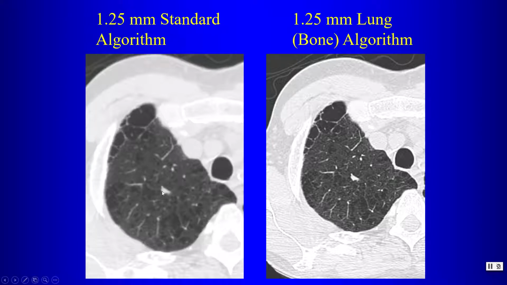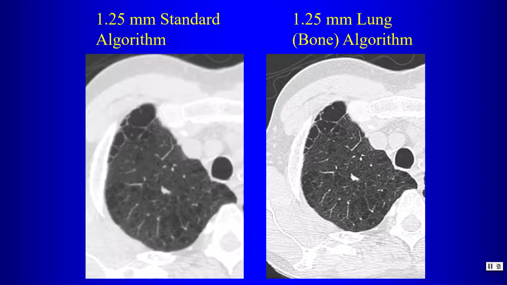Now, this is what a thin section CT looks like with the standard algorithm, and this is what it looks like after applying a bone algorithm or edge enhancing algorithm. And you can see that the edge enhancing algorithm really brings out the detail much better in this person with emphysematous changes. So this is something that adds to the clarity of high-res CT when we're looking for disease of the lung parenchyma, to add on this edge enhancing lung or bone algorithm.